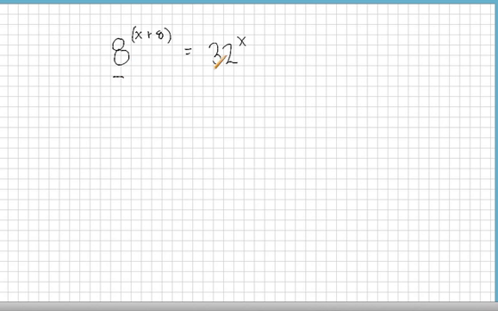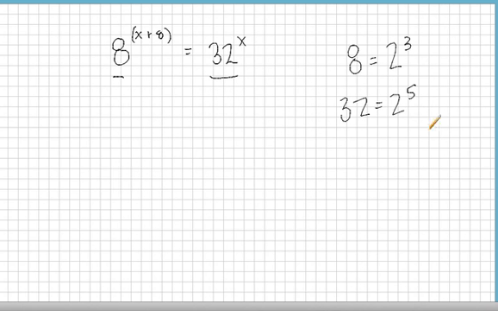And if the bases can be rewritten as exponents themselves with the same base, meaning I can rewrite 8 as 2 to the third, and I can rewrite 32 as 2 to the fifth. I can rewrite the bases on either side as exponents with the same base. In this case, the base is 2. So if you can do that, you can use this trick.